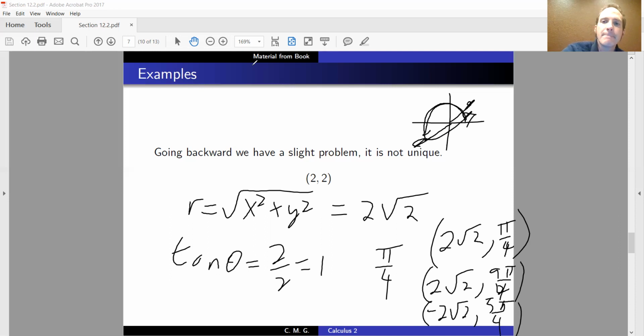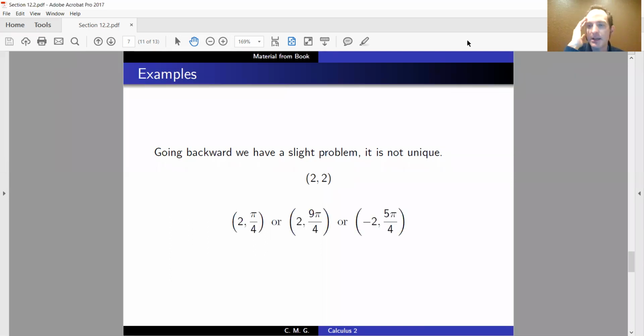All right. So there's an infinite number of ways to do this. You have a lot of different ways to describe the point. And this is wrong. It should be 2 root 2 and negative 2 root 2. I don't know why. All right. Cool.